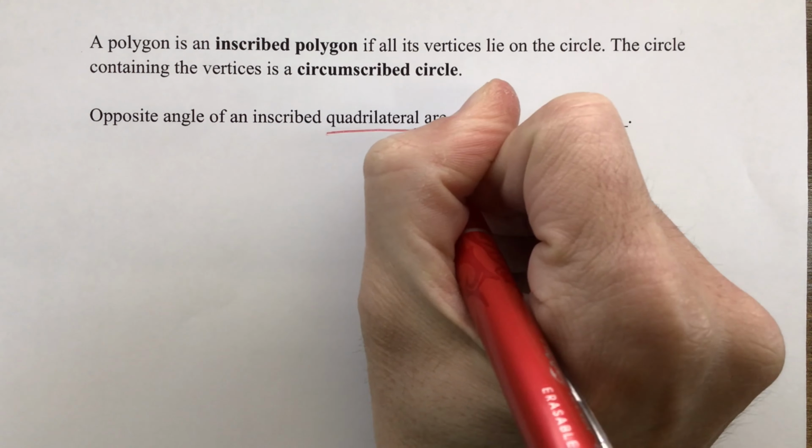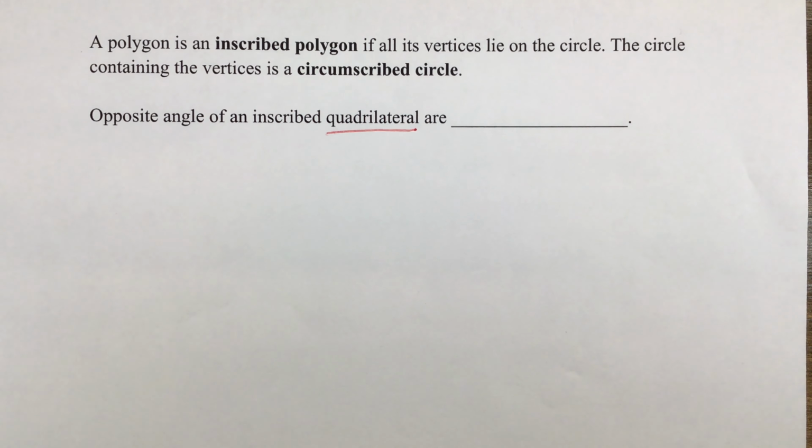Let's make a point here that we are talking about a quadrilateral in this case, not some other type of polygon. No pentagons, no hexagons, no triangles. This is something that is strictly just going to be for quadrilaterals. We're going to complete this statement: the opposite angles of an inscribed quadrilateral are blank.